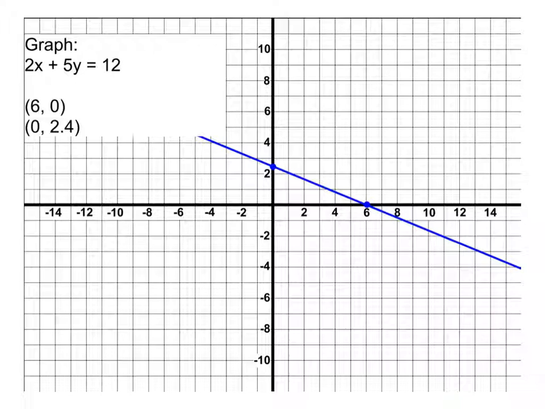Definitely want to use a straight edge here. And then that is your final answer. That is your graph for this. And with practice, this actually becomes a very fast method. But it is going to take us putting in the time to practice it.